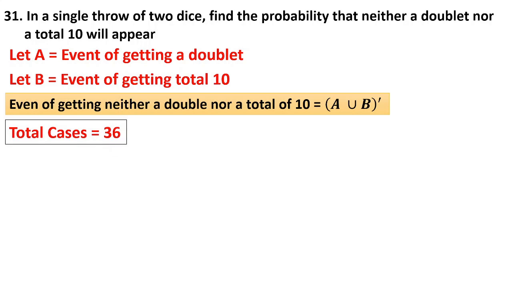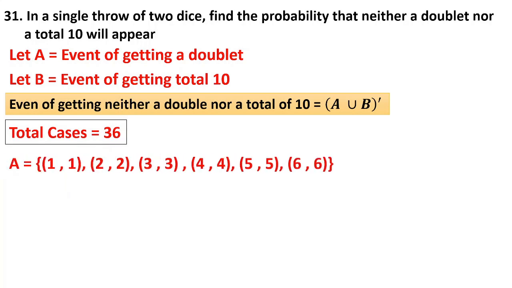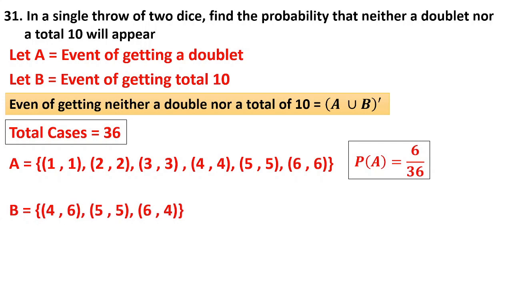Total cases 36, as all of you know, because 2 dice are thrown. Now A is getting a doublet: 1 1, 2 2, 3 3, 4 4, 5 5, 6 6, and P of A is 6 by 36. B is having a total of 10. The only possibilities are 4 6, 5 5, 6 4, so the probability of B is 3 by 36.